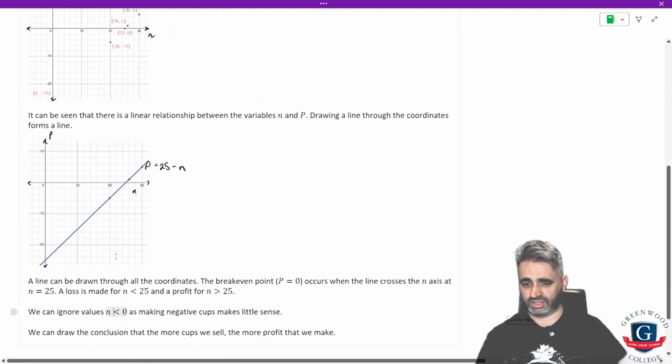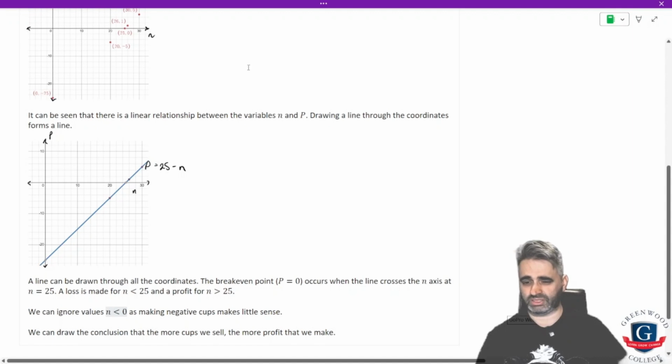And thus we can see our relationship, our break-even point, our first profit, our startup costs before we sell any cups, and that with time our profit would increase. There's no sign of it decreasing. We can ignore the values of n less than 0, so these ones over here, because negative cups in this case doesn't make any sense.